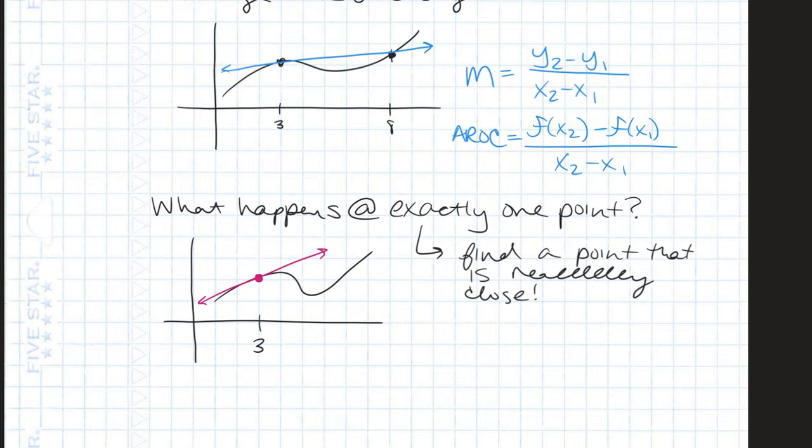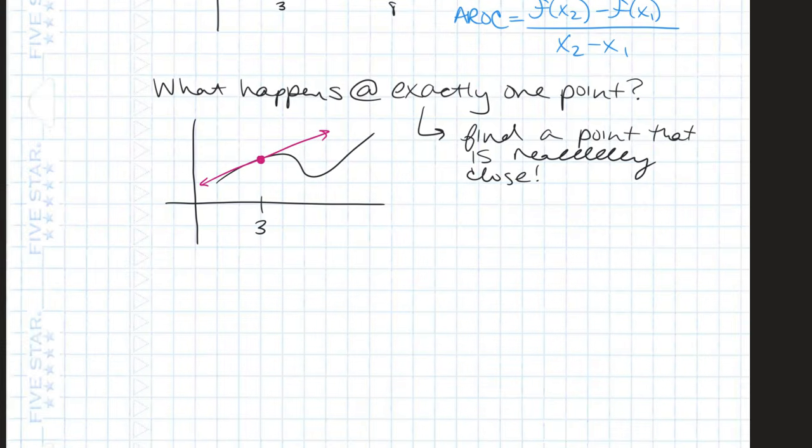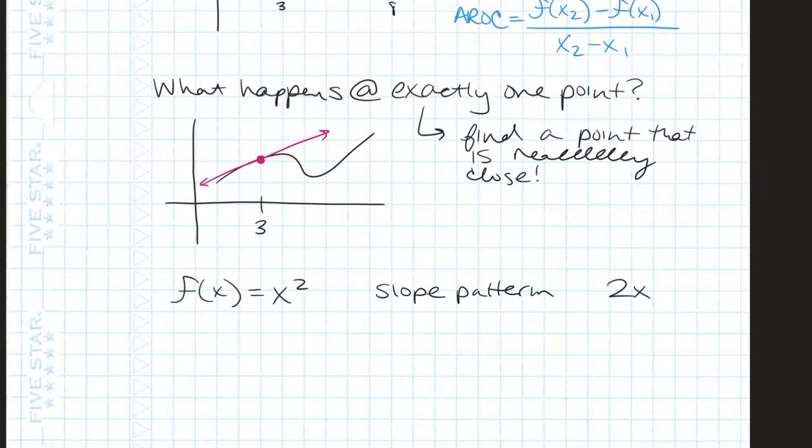When we ran this experiment of using the average rate of change to find the estimation of this instantaneous rate of change, the first function we did was x squared, and we found the slope pattern through our exploration to be 2x. Does that make sense? We're going to repeat this same process. This time we're switching our f of x function, and I'm just going to increase the degree a little bit.